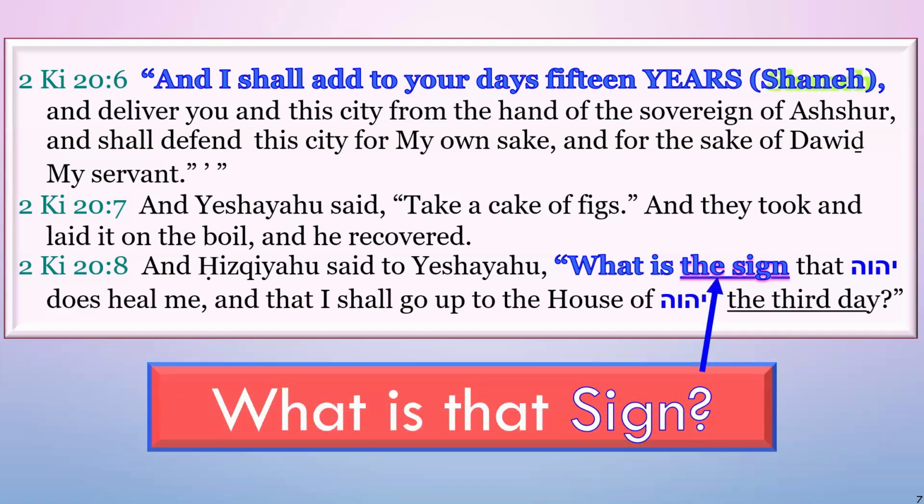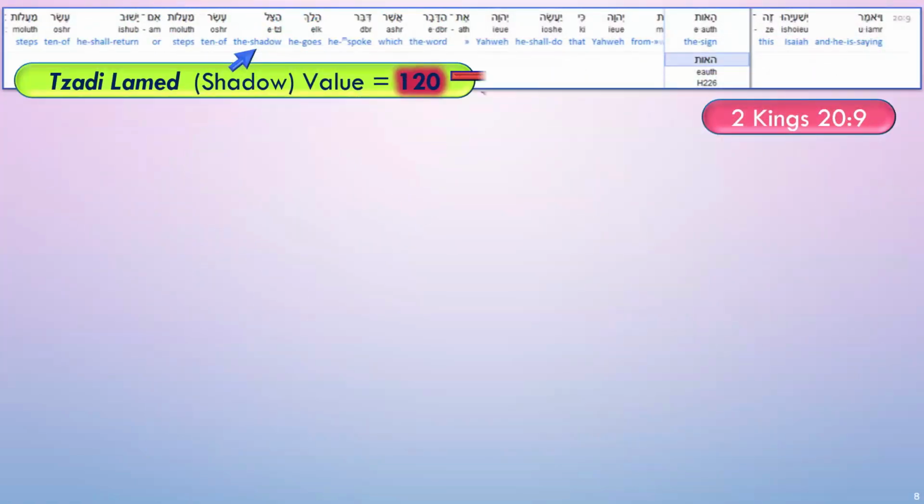So what is that sign, everyone? Do we understand what that sign is? Have we read about it? The sign, I want to look at it here. It references the Tzadi Lamed shadow. And I want you to notice here, I have 120 emphasized. This word Tzadi Lamed is worth in value 120. I want you to remember this because this is going to become important.